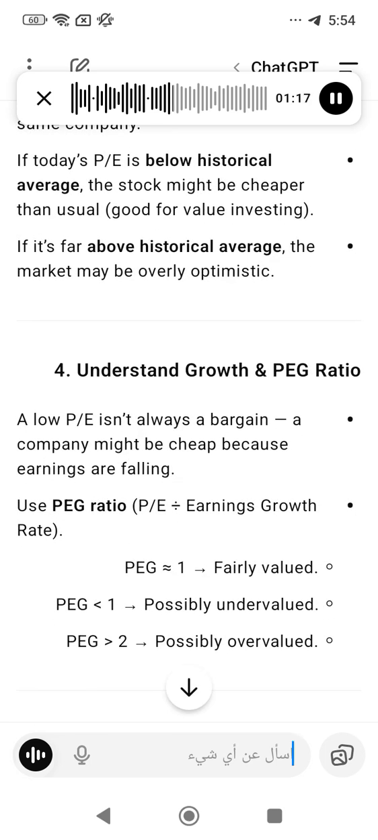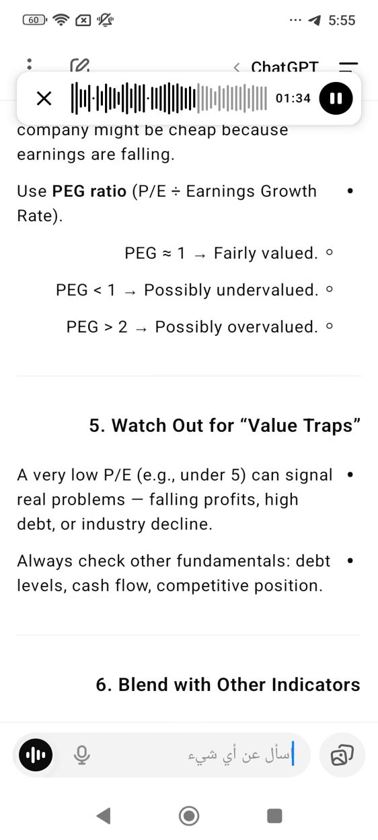4. Understand growth and PEG ratio. A low PE isn't always a bargain. A company might be cheap because earnings are falling. Use PEG ratio, PE divided by earnings growth rate. PEG below 1, possibly undervalued. PEG of 1, fairly valued. PEG above 2, possibly overvalued.